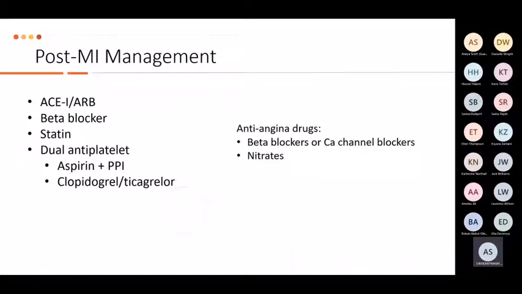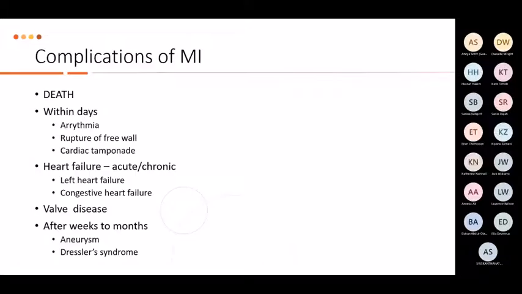And for people with angina that you're just sending home, you might want to consider putting them on a beta blocker or a calcium channel blocker, and also give them some nitrates. And then complications of MI, so death is the ultimate one.